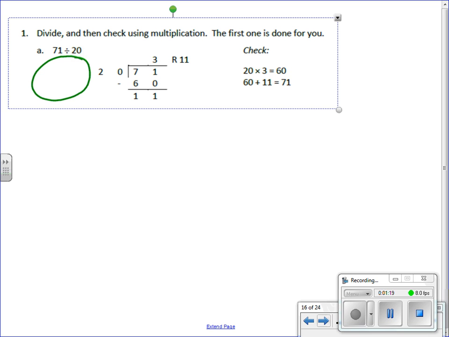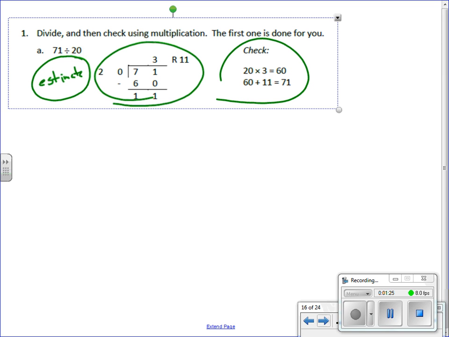So over here, we're going to put an estimate. Then we're still going to have our actual. And then we're going to have our check. Our check is going to go vertical, which means up and down, not horizontal like what theirs is. Okay?